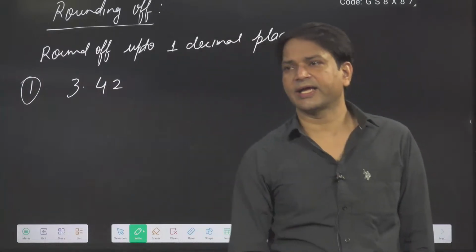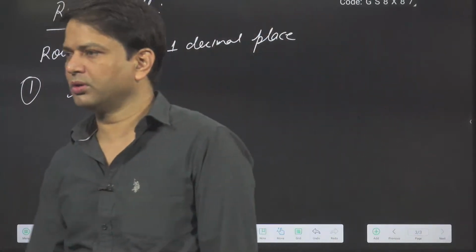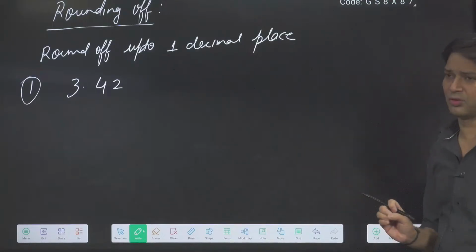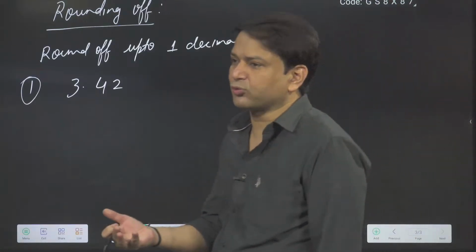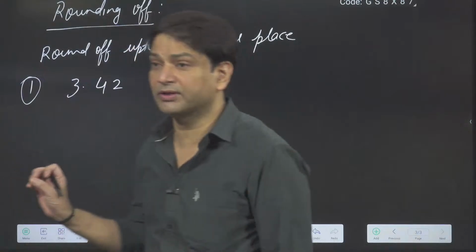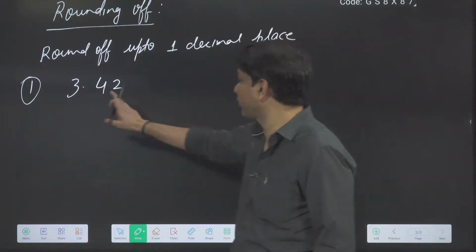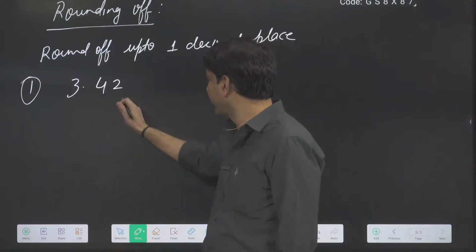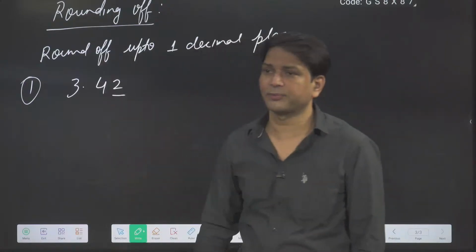Suppose I give one number, 3.42. You have to round off up to 1 decimal place. Means after the decimal we have to write only 1 digit. I have given 2 digits after the decimal, that is 3.42. So which digit do you have to drop? You have to drop 2.